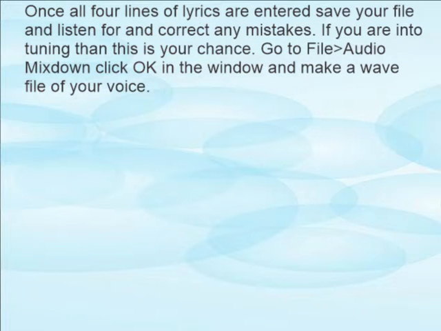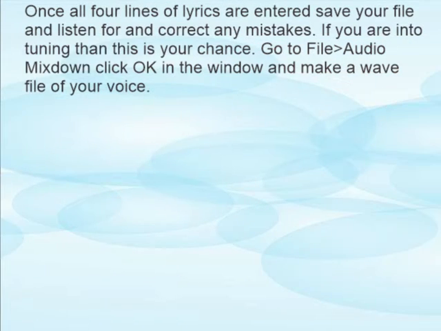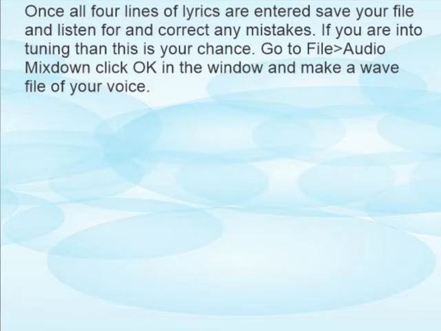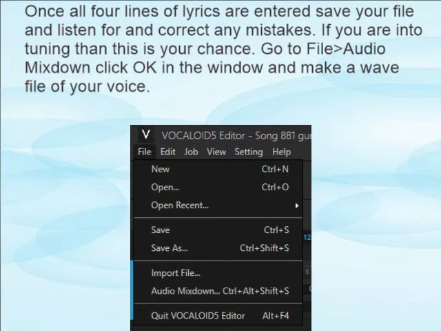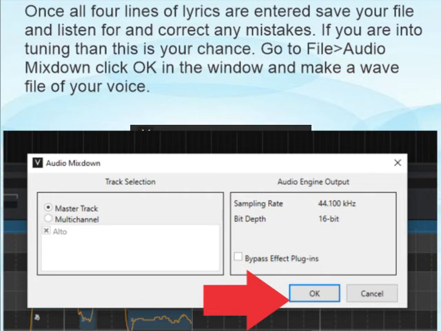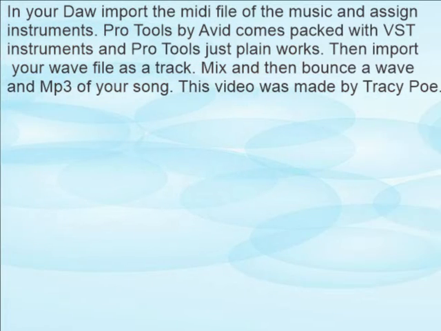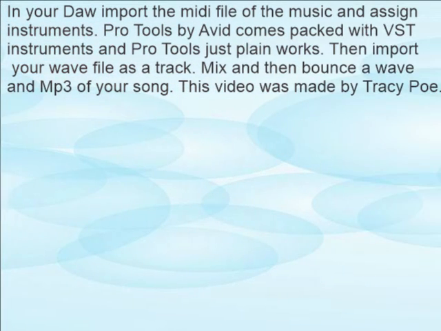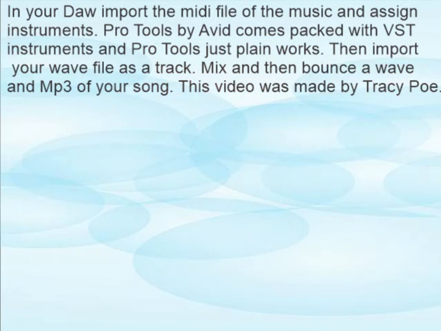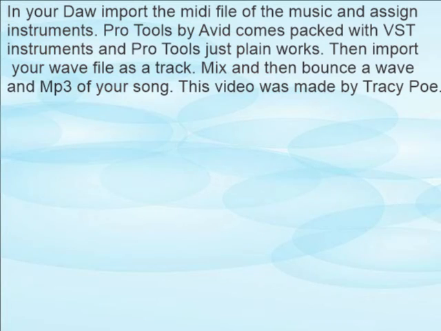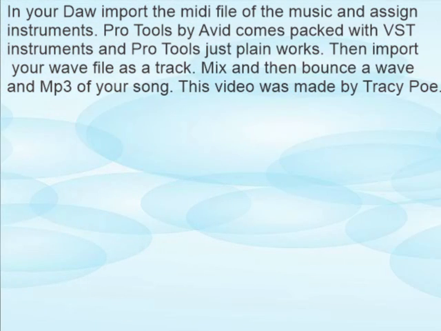Once all 4 lines of lyrics are entered, save your file and listen for and correct any mistakes. If you are into tuning, this is your chance. Go to Audio File, Mixdown, and click OK in the window and make a WAV file of your voice. In your DAW, import the MIDI file of the music and assign instruments. Pro Tools by Avid comes packed with VST instruments. Then import your WAV file as a track, mix and then bounce a WAV or MP3 of your song.